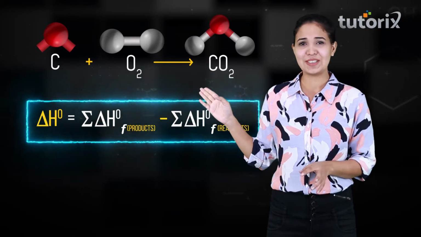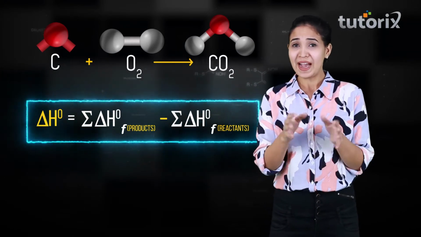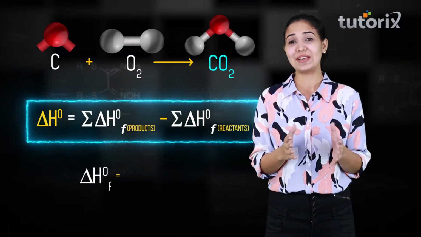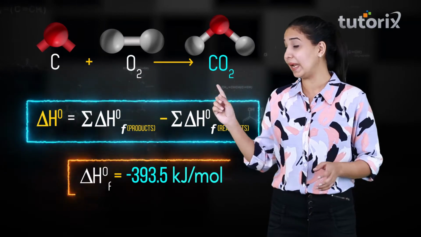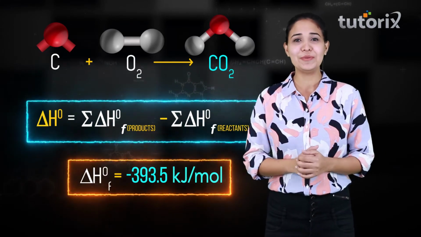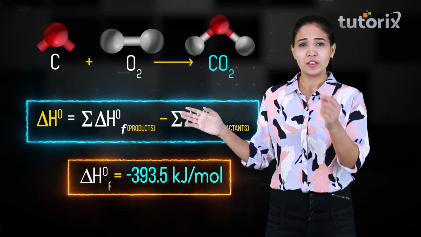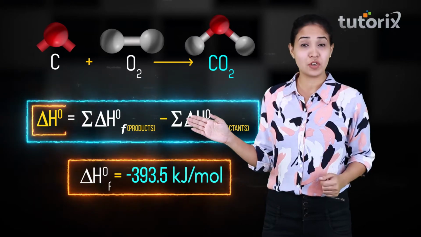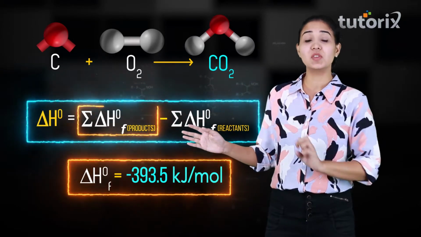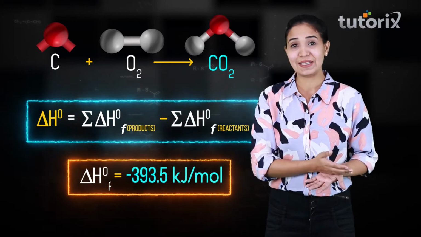And what was the equation? It says C plus O2 leading to the formation of CO2. And we are being given the value of CO2, the delta H naught F value, which was given to be minus 393.5. So first of all, what do we have to do? We have to write the formula, correct? And what is the formula? The formula says the delta H naught value is equal to the summation of products minus the summation of reactants, and the values are in the standard state, correct?